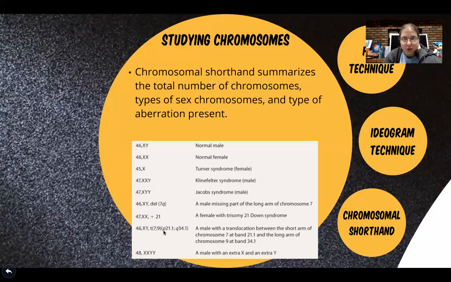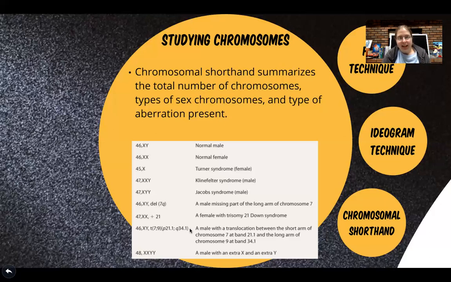It is between the short arm of chromosome 7 at band 21.1. So remember when we were talking about those different banding colors, they can be numerically organized to help you figure out a location. So P is a short arm. So the short arm of chromosome 7 at the location of 21.1 was exchanged with Q, which is the long arm of chromosome 9 at the location of 34.1. So it's an exchange of information between chromosomes 7 and 9.